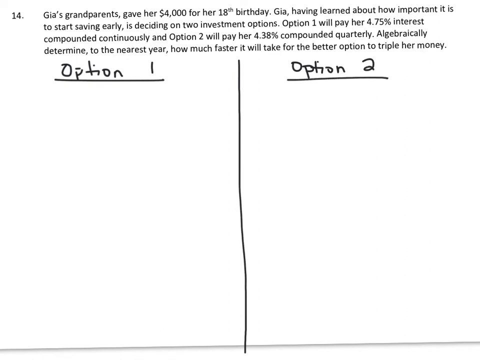Okay, so starting with option 1. Option 1 will pay her 4.75% interest compounded continuously. Okay, we know whenever we see compounding continuously, we're going to use our Pert formula. Okay, so I'll fill in the numbers in a minute. Now it says that option 2 will pay her 4.38% compounded quarterly. So when you see compounded anything other than continuously, we are going to use our compound interest formula. All right, I'm just going to finish reading the problem and then we will plug in the numbers.